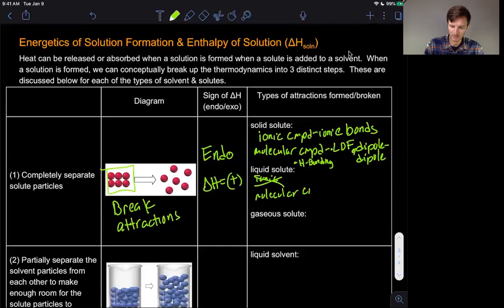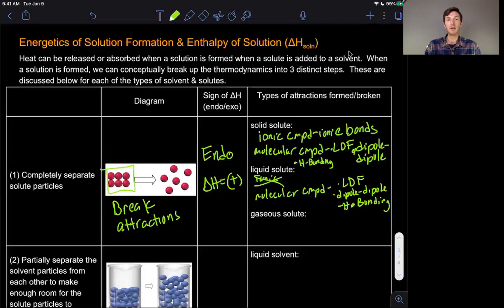So we're really only going to have molecular compounds, and that would mean we have the ability to break apart London dispersion force attractions, dipole-dipole attractions, and hydrogen bonding attractions that we'd have between those different molecules. So why don't you go ahead and pause the video and answer the question, what types of attractions do we have to break to separate gaseous solute particles?